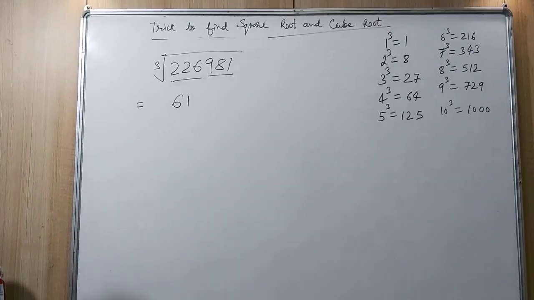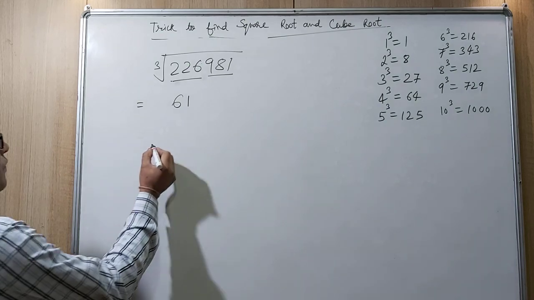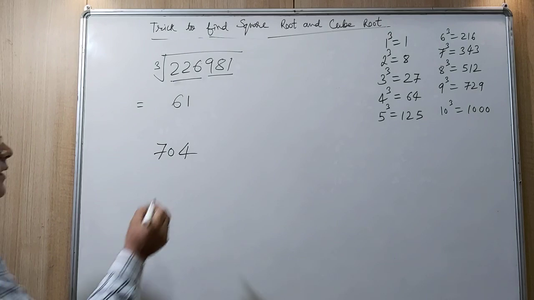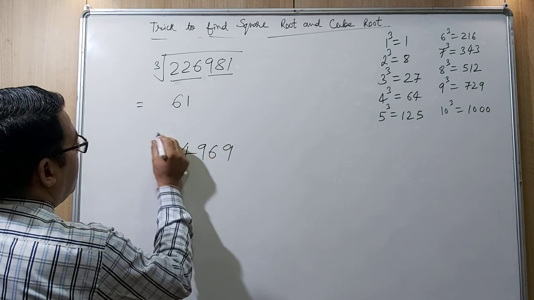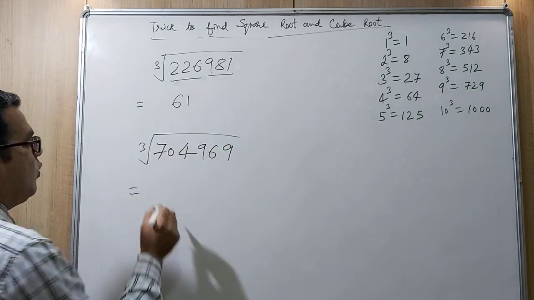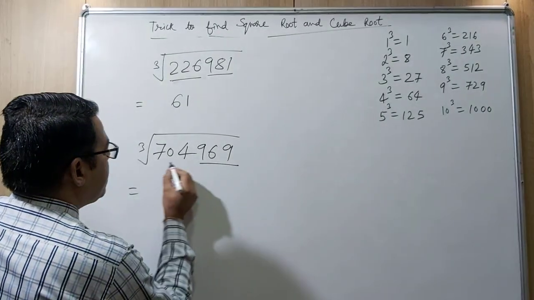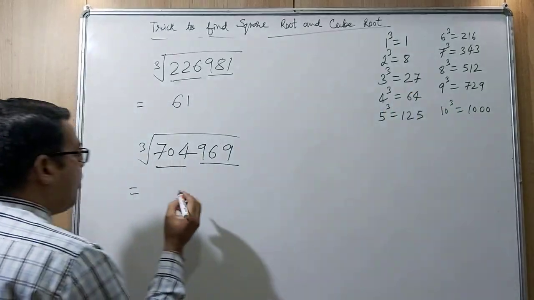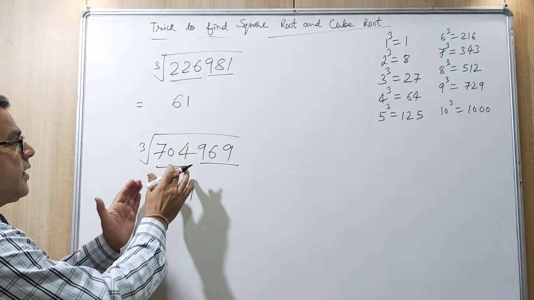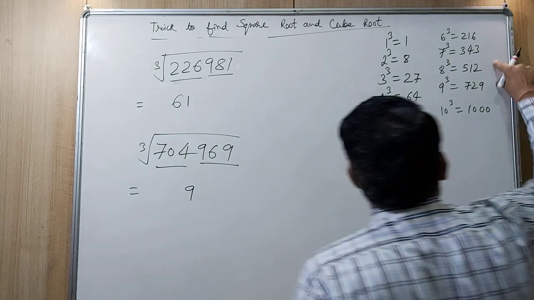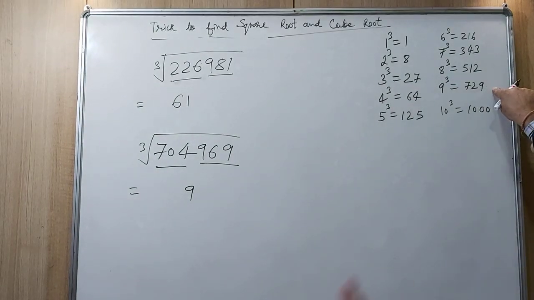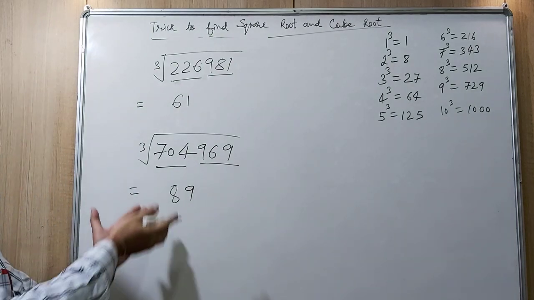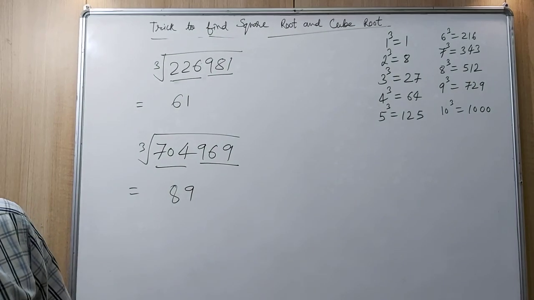One more example I am taking here: 704969. This is a big number, and how can we find the cube root within seconds? This is the first group, this is the second group. Now the last digit is 9, and we can see the cube of 9 has last digit 9. And 704 comes in between the cube of 8 and 9. So we need to take the lesser value, 8. 89 is the answer. So without much effort we can easily find the cube root of the number.